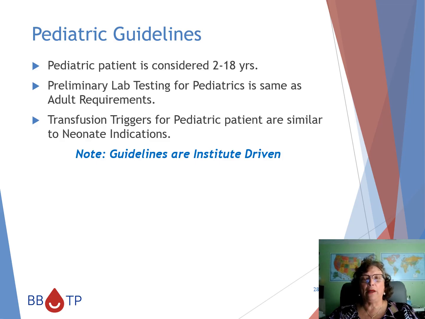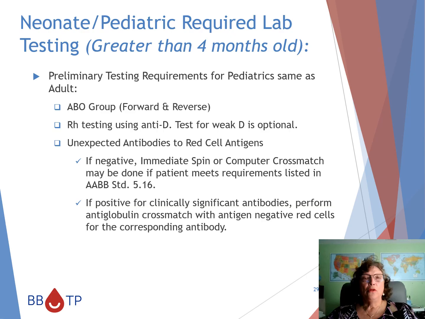the guidelines are driven by the institute. So when we look at our required testing for an infant greater than 4 months old or for a pediatric patient, it's going to be treating them the same as an adult. So the required testing would be ABO group forward and reverse, RH testing using anti-D, and then of course testing for weak D is optional, but a lot of places do it so that it can be documented in the patient's files. And then in addition to that is testing for unexpected antibodies and then determining if the antibody is present, whether or not it is clinically significant.